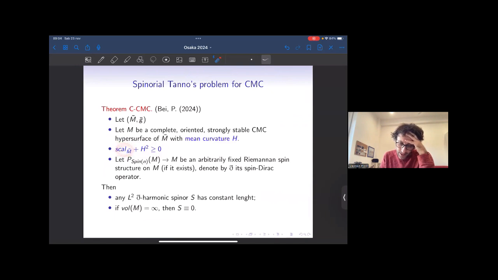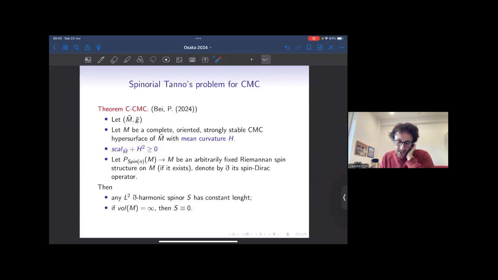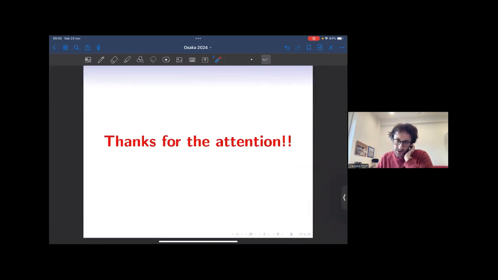Here, if you allow a strictly positive H, then the scalar curvature of the ambient manifold could be negative, but not too negative. So this sum has to be non-negative. And then we arrive at the same conclusion, the vanishing of harmonic L2 spinors. And with this, I am really done. Thanks for the attention.